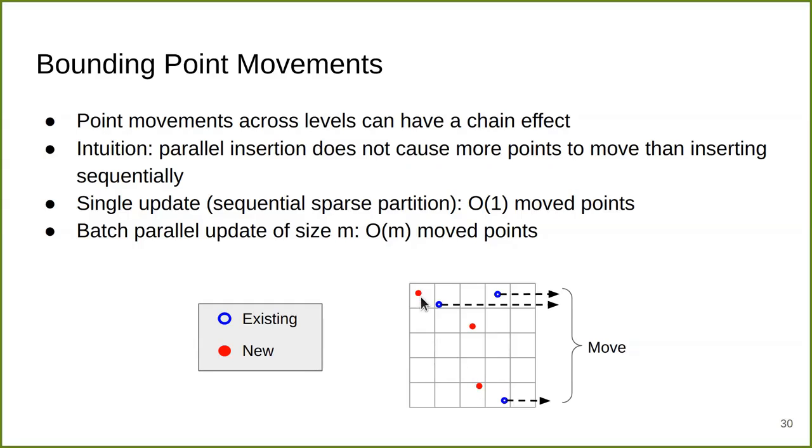Suppose they're inserted sequentially. When this guy gets inserted, this blue point moves. When this one gets inserted, because this guy is no longer here, it has no effect, but it moves this point to the next level. When this guy gets inserted, it moves this point to the next level. And we can see that when all of these 3 points are inserted in parallel, still these 3 points change, but no more points change. Okay, so for multiple levels, more details are in the paper.